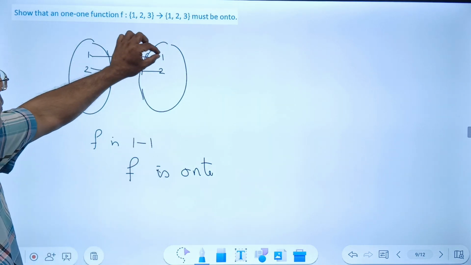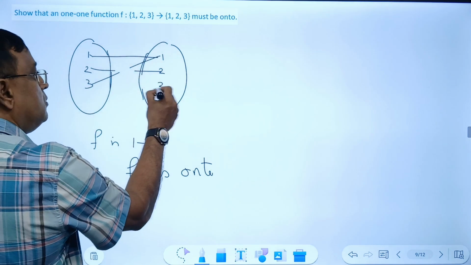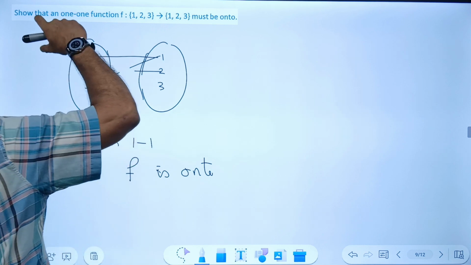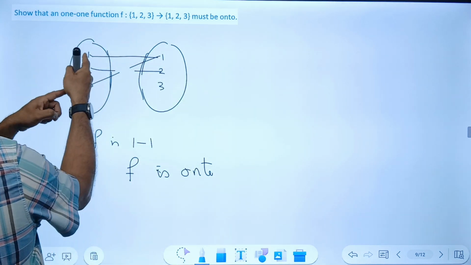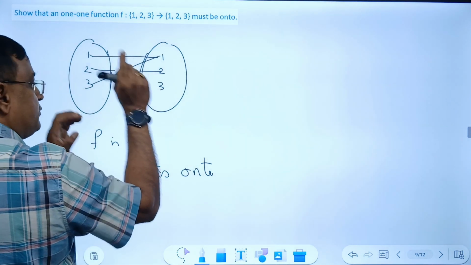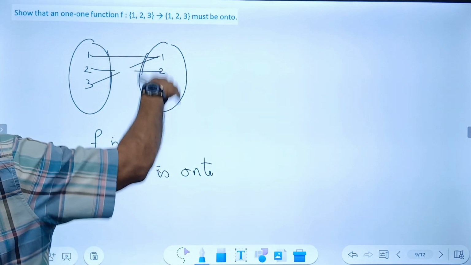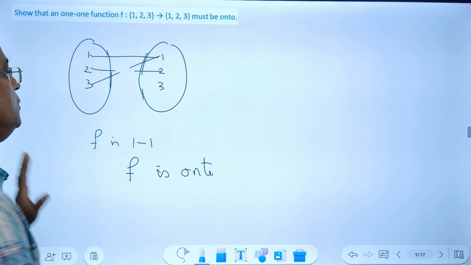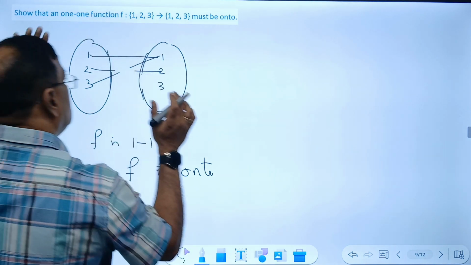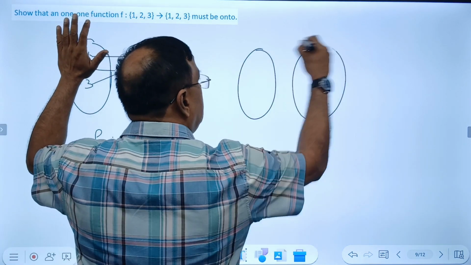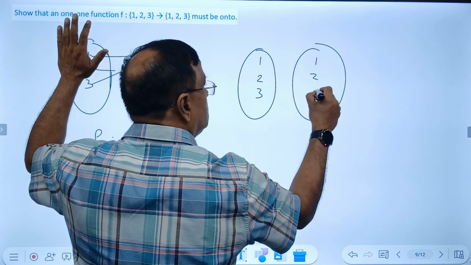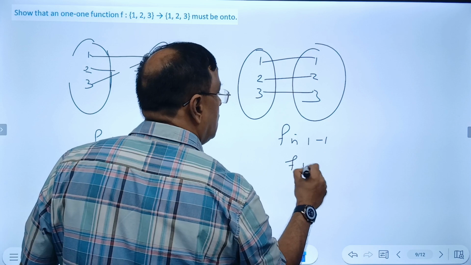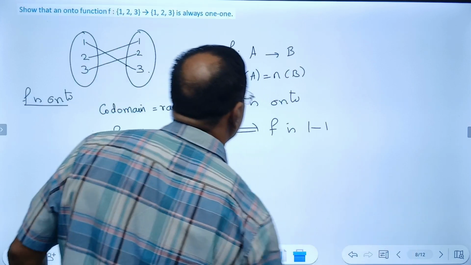If 3 is mapped to this, it is not 1 to 1. But what about 3? 3 is not mapped. So if they have the same number, this is 1, 2, 3 and this is 1, 2, 3. If it is not onto, it cannot be 1 to 1 also. So this is the only way possible: 1, 2, 3 to 3, 2, 1. f is 1 to 1, f is onto. So you can use this result.